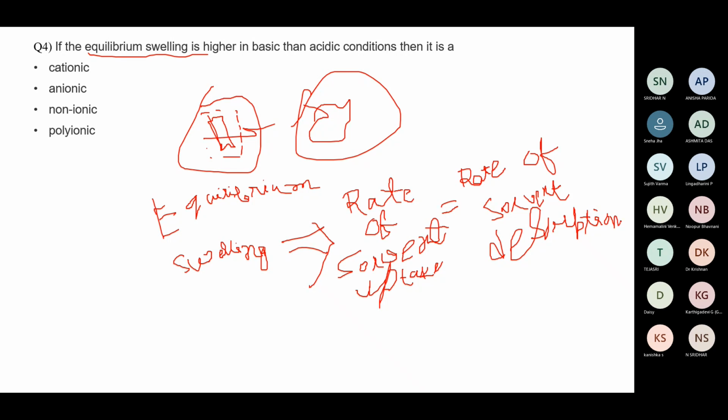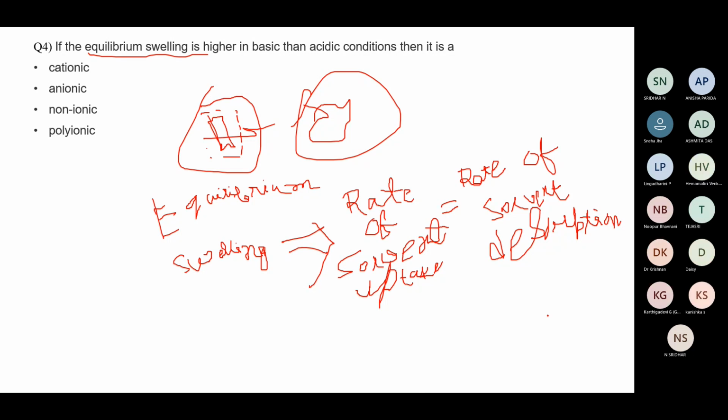Okay. So now if we move to the question, okay. So then this equilibrium swelling has various practical applications, such as in drug delivery systems and also in the production of soft contact lenses. In these applications, the polymer is designed to swell to a specific extent in order to release the drug or allow for comfortable wear of the contact lenses.